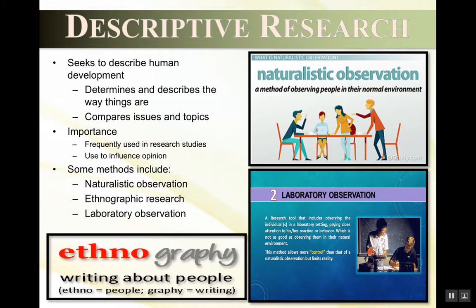And then laboratory observation is also part of this as well, to determine why things are the way they are. And laboratory is used because you can control things in an environment. So it's really focused on the environment to determine and describe why these things are happening.